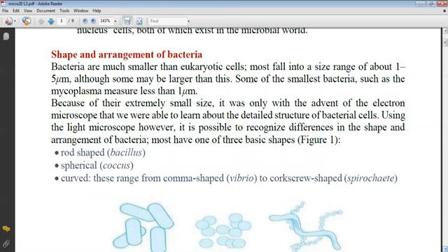Because of their extremely small size, it was only with the advent of the electron microscope that we were able to learn about the detailed structure of bacterial cells. Using the light microscope, however, it is possible to recognize differences in the shape and arrangement of bacteria. Most have one of the three basic shapes.